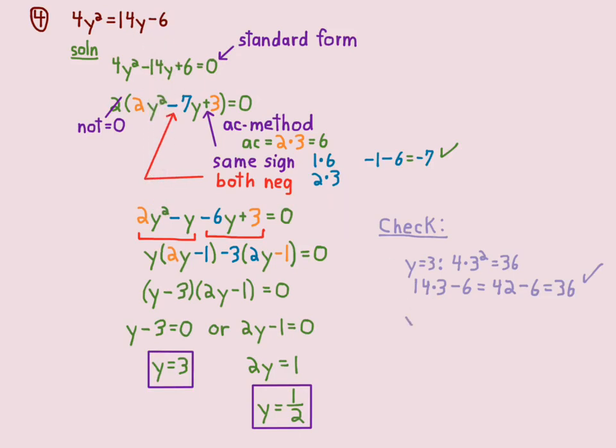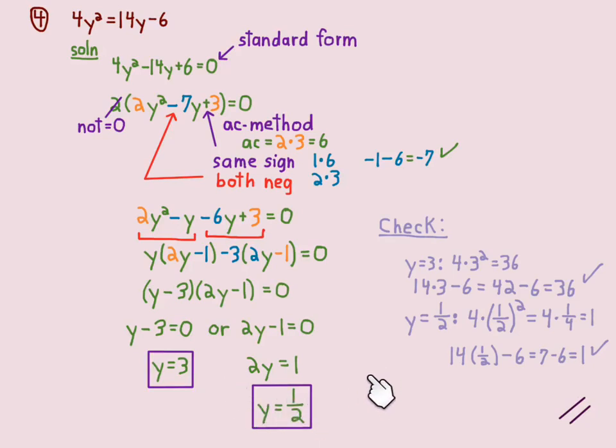And then let's try a half. y equals 1/2. On the left side, 4 times 1/2 squared is 4 times 1/4, which is 1. And then the right side, 14y minus 6, so 14 times 1/2 minus 6 is 7 minus 6, which is also 1. So these two are the same, so that checks out too. So these are my two answers.